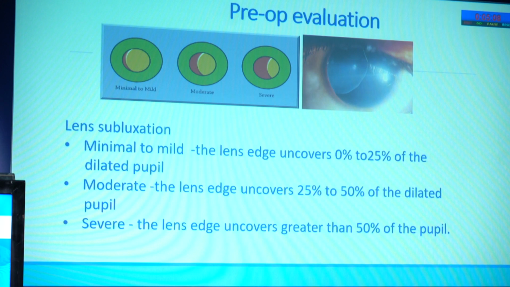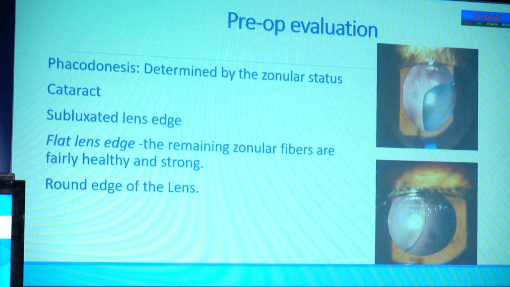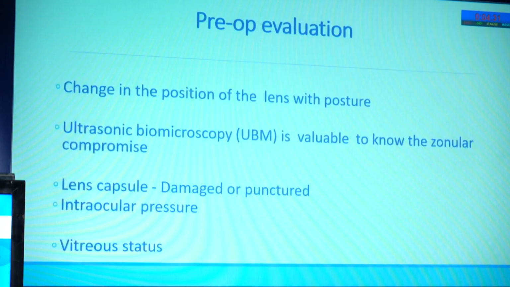So how to go about the pre-op evaluation in any case of subluxated cataract is we should know what the lens subluxation is, whether it is minimal to mild, when the lens edge uncovers 0 to 25% of the dilated pupil, moderate, when the lens edge uncovers 25 to 50% of the dilated pupil, and whether it's a severe subluxation, up to or greater than 50% of the pupil. We need to know whether there is phacodonesis, whether we can see the subluxated lens edge, whether it's a flat lens edge, where the remaining zonular fibers are fairly healthy and strong, and whether the round edge of the lens is visible or not.